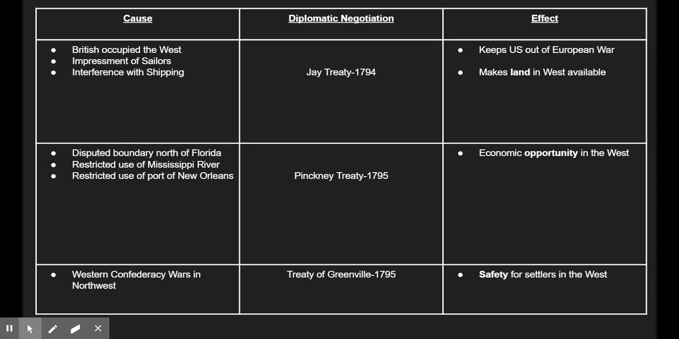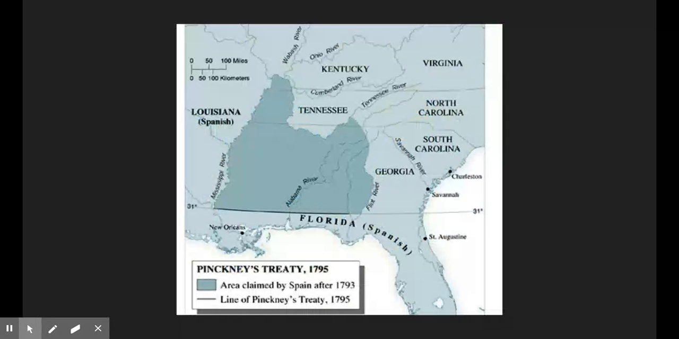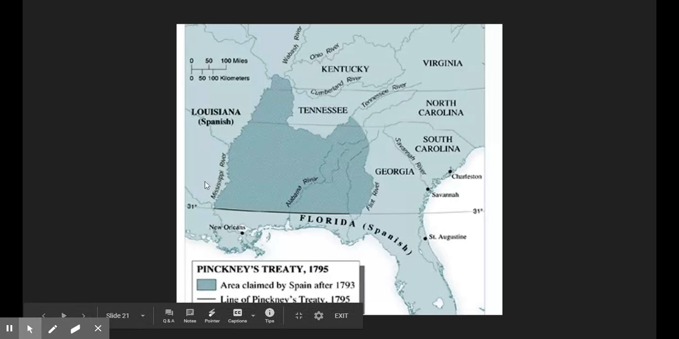The next treaty that we took a look at back in 3.10 was the Pinckney Treaty in 1795 down in the southern United States. This was a disputed boundary of North Florida. We can take a look at the map of it here. So here we are. It creates this Pinckney Treaty line with the land south of it belonging to the Spanish. And what the United States benefits from this treaty is the full use of the Mississippi River for trade and commerce, and the full free use of the port of New Orleans, which is where ships would get on and off the river.